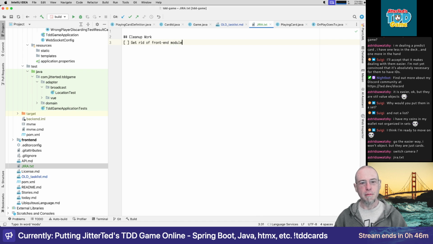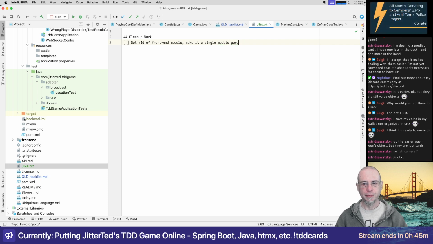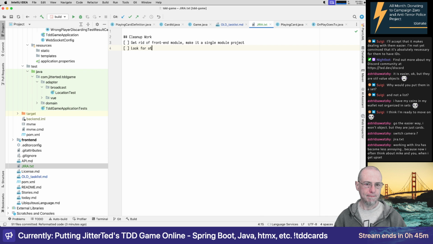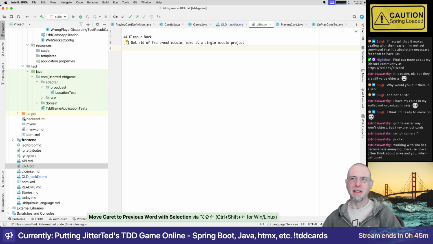We'll get rid of the front-end module altogether. Make it a single module project. No, I don't. I was going to say look for places to clean up, but I'm not going to worry about cleaning up things.